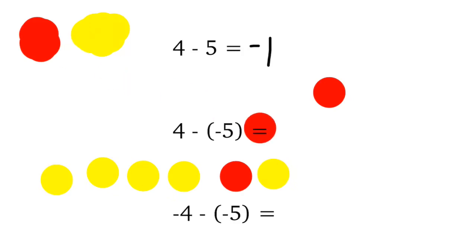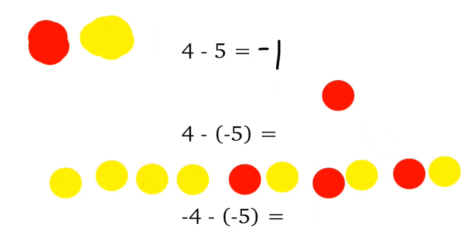1 zero pair, 1 negative. 2 zero pairs, 2 negatives. 3 zero pairs, 3 negatives. 4 zero pairs, 4 negatives. 5 zero pairs, 5 negatives. Now I have negative numbers that I can take away by breaking apart my zero pairs. So now I'm going to take away 5 negatives.